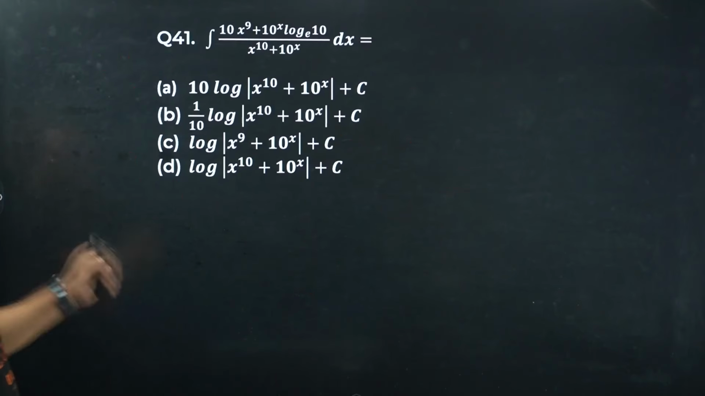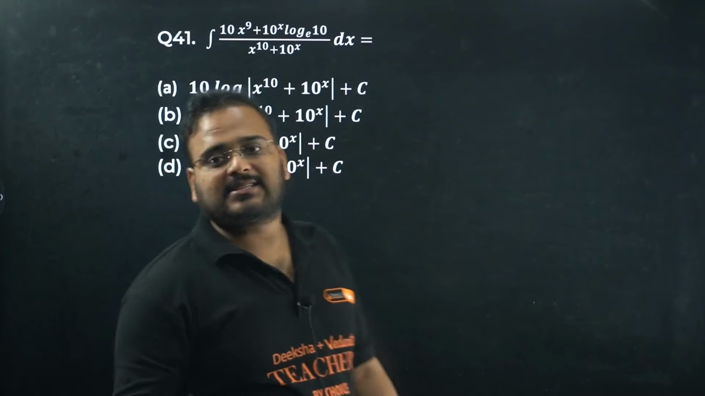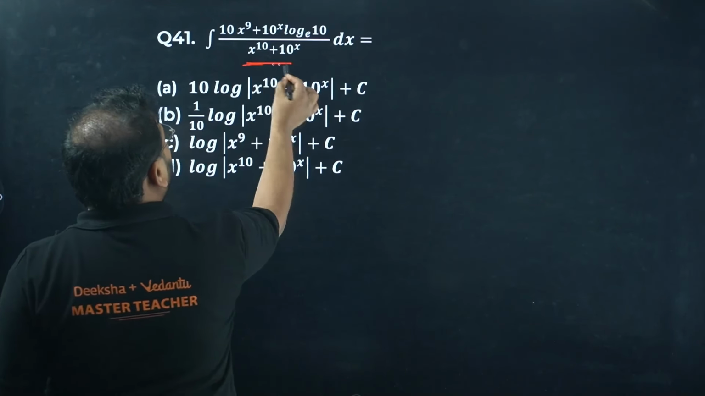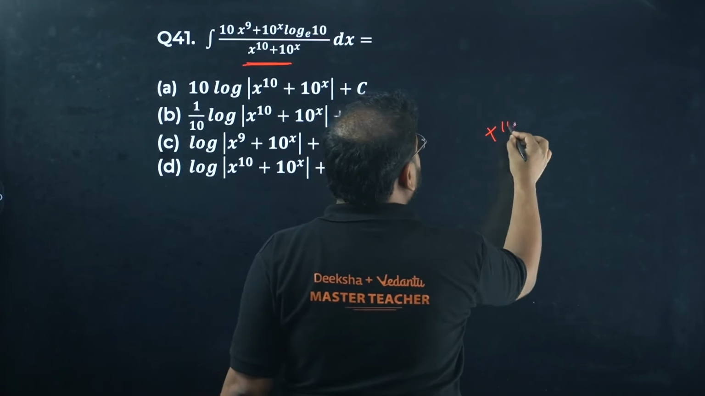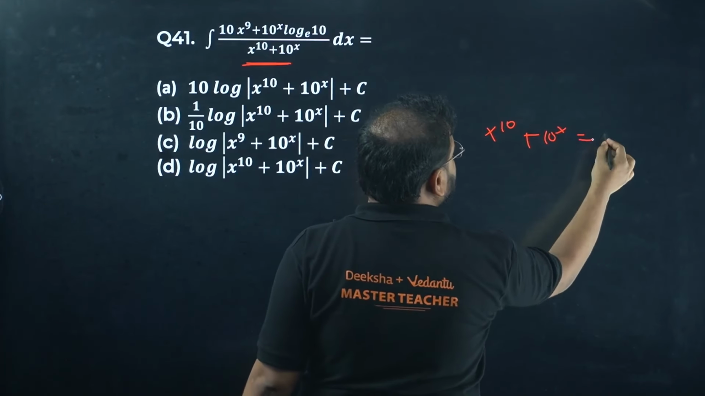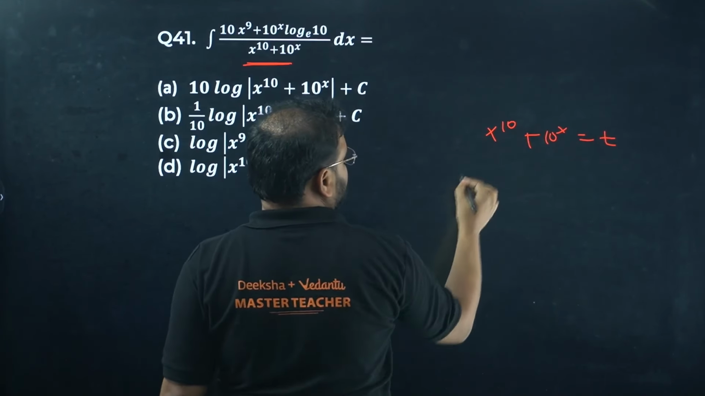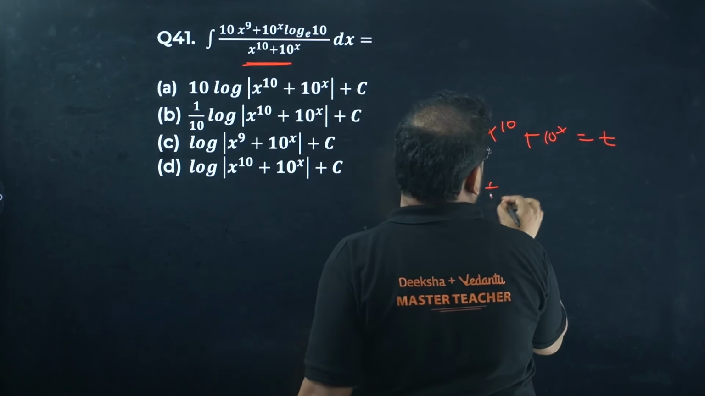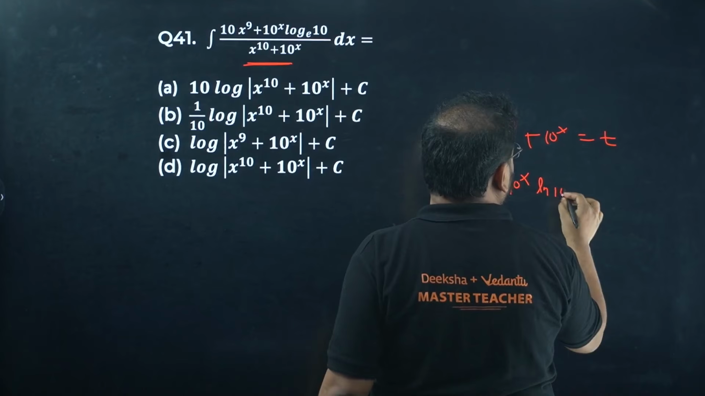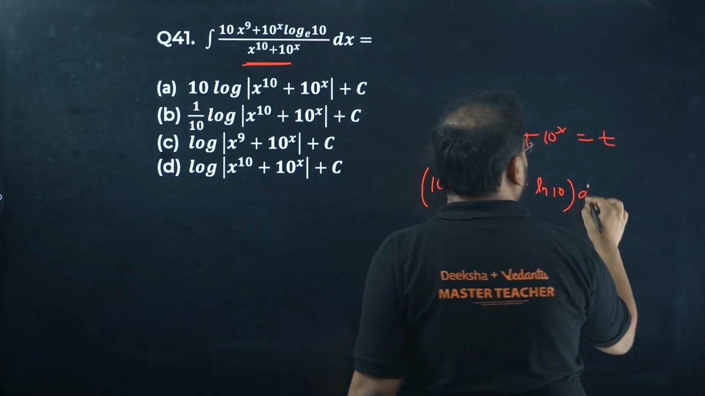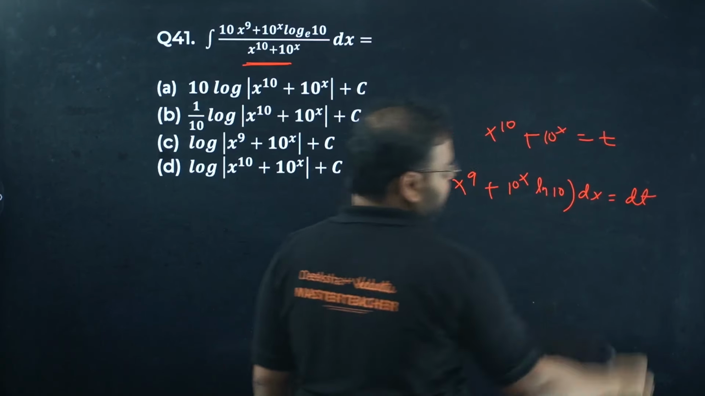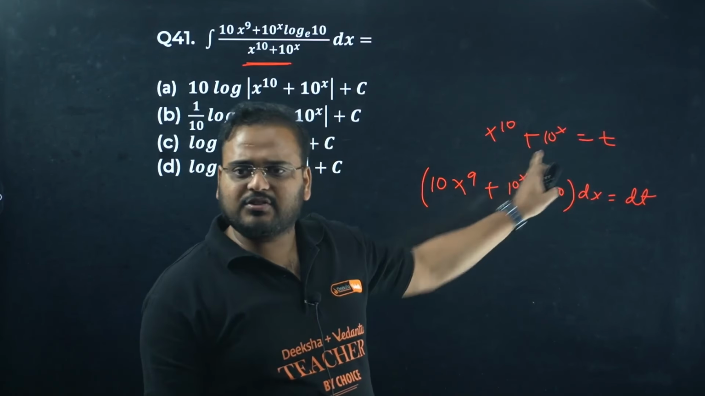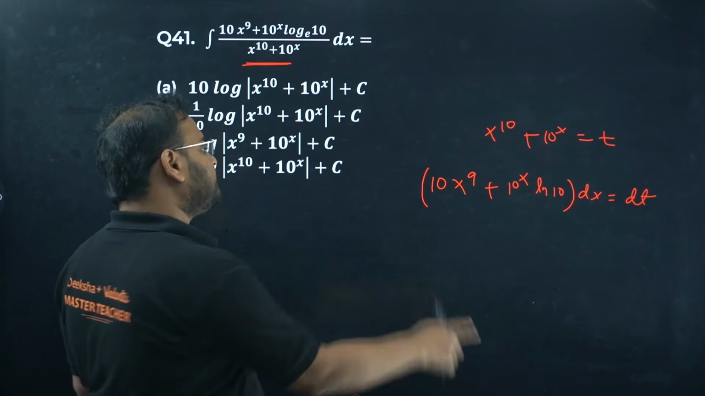Continue. 41. 10x power 9, 10 power x ln of 10. Check here. Simple question actually. If you take x power 10 plus 10 power x as t, my question is solved. Differentiate this. You'll get 10 into x power 9, and you get 10 power x ln of 10. You'll have dx over here. You get this as dt. This is a polynomial function, this is an exponential function. We have the derivative formula already with us.